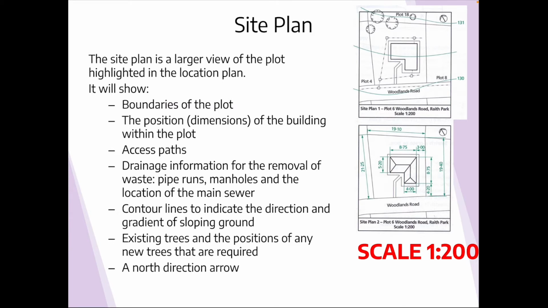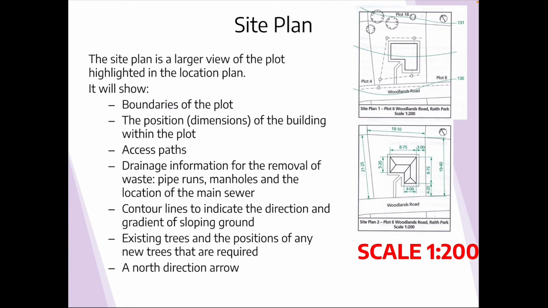In the top image, you'll also see some green wavy lines. They are contour lines, and they indicate the direction and gradient of sloping ground. And that might be something that you've seen in humanities as part of your work in geography. The numbers refer to how many metres above sea level the land is. So in this case, at the front of the property, it's about 130 metres. And at the back of the property, it's 131 metres.